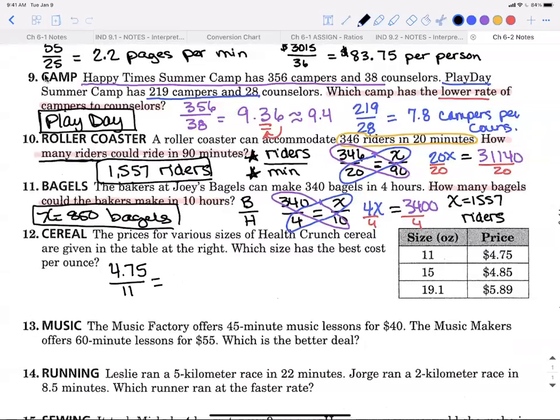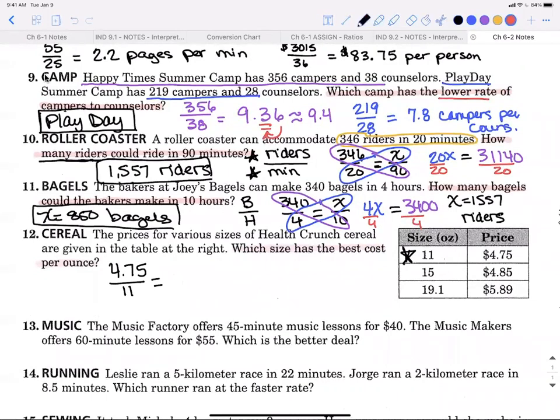So this is, let's do this. Yeah, this will work. We'll do the first one in black. Okay. And there's no shortcut. You just have to tally all three and then answer the question. And again, what's your question here? Your question is, which size has the best cost per ounce? Okay, so we have to tally them all first. We don't know until we tally them all.